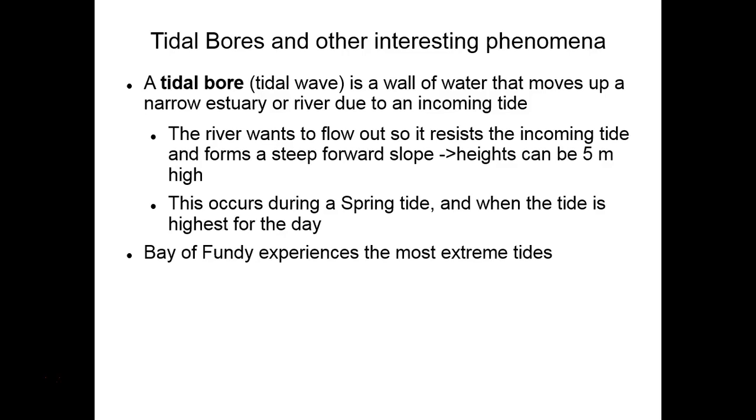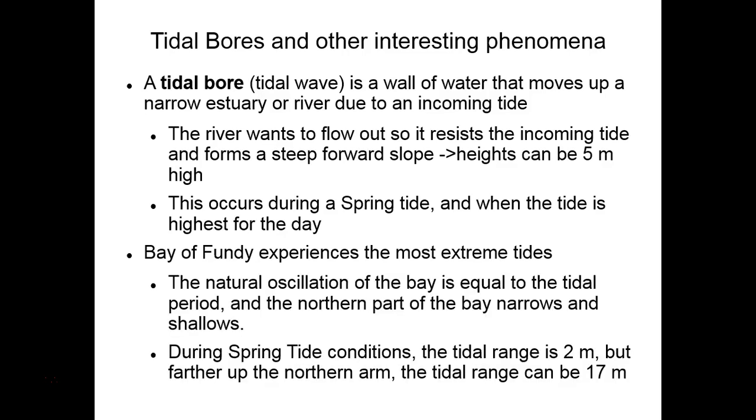Then there are some places around the world, such as the Bay of Fundy, which experience extreme tides, which means you have very, very high tides and very, very low tides, the most extreme tidal range. The reason it occurs in the Bay of Fundy is that every body of water has a natural oscillation, meaning a natural sloshing back and forth of the water on a specific period.